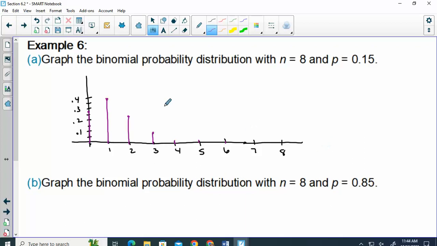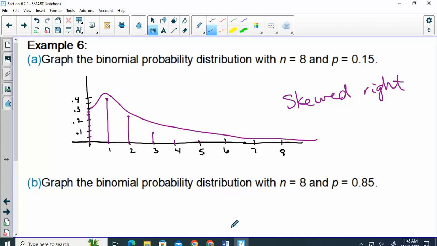So could you describe the shape of this to me? Right. It kind of peaks right here and then it just keeps extending on to this side.